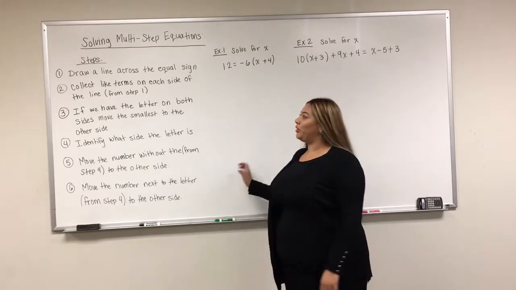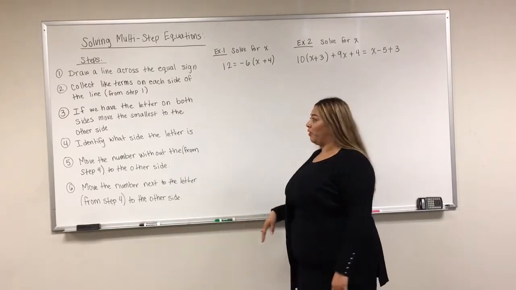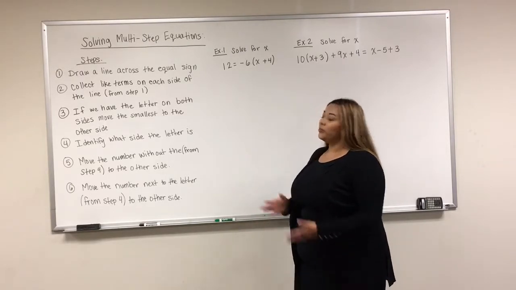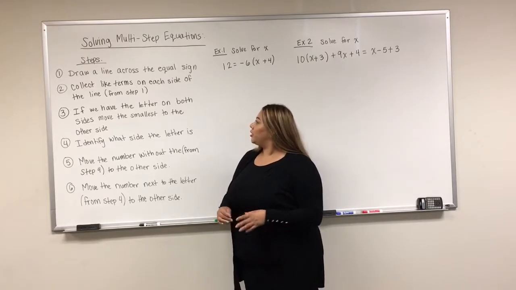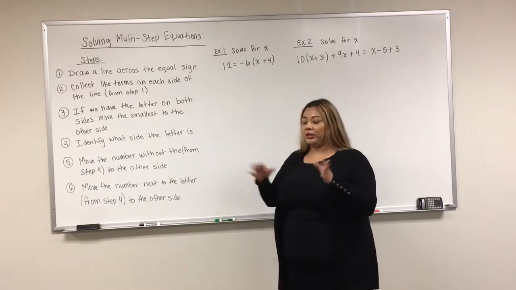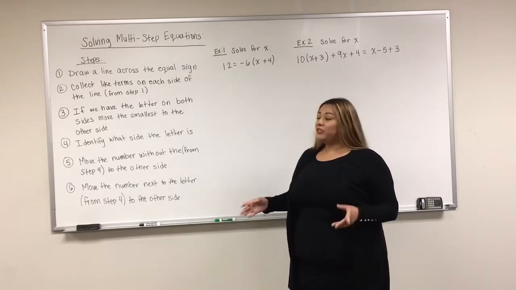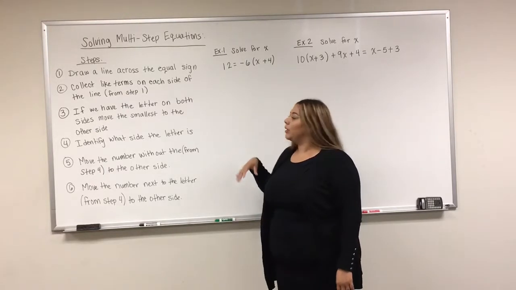So today we're going to be working on solving multi-step equations. These are the steps that we're going to be following. Step 1 is we're going to draw the line across the equal sign. Step 2, collect like terms on each side of the line from step 1. So from the line that we created, we're going to collect like terms on either side if it's possible. Now for the multi-step, sometimes one of the steps we're going to have to skip.